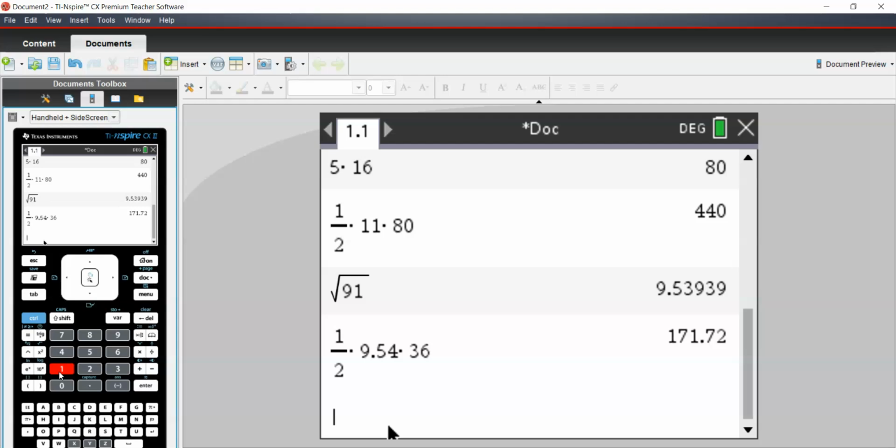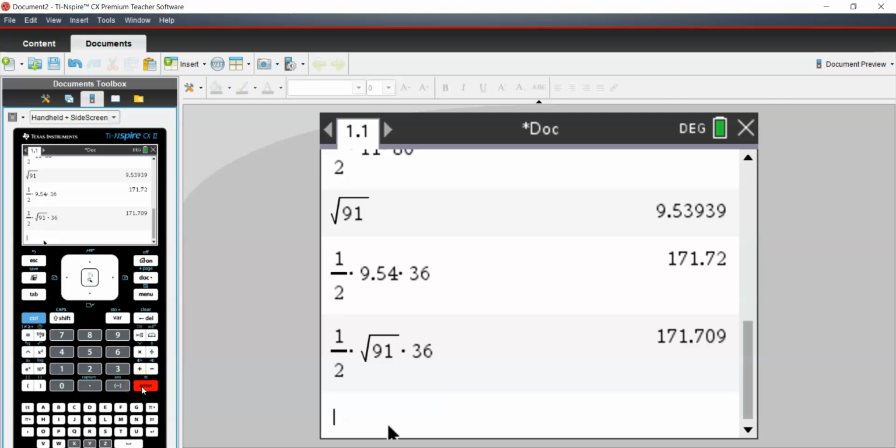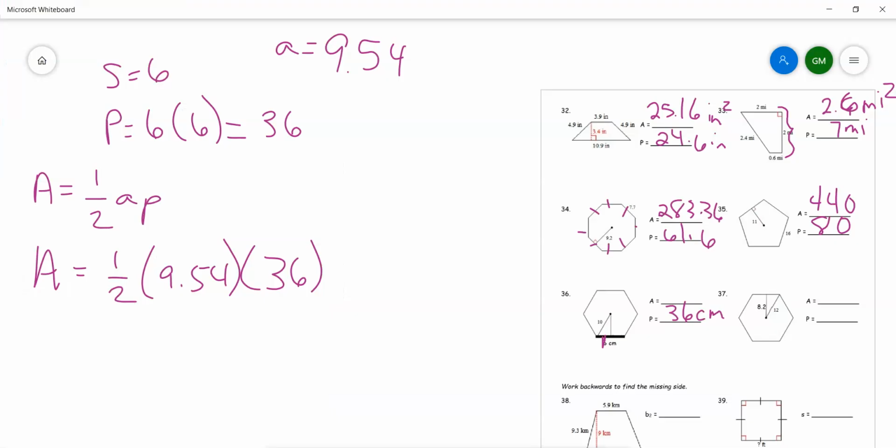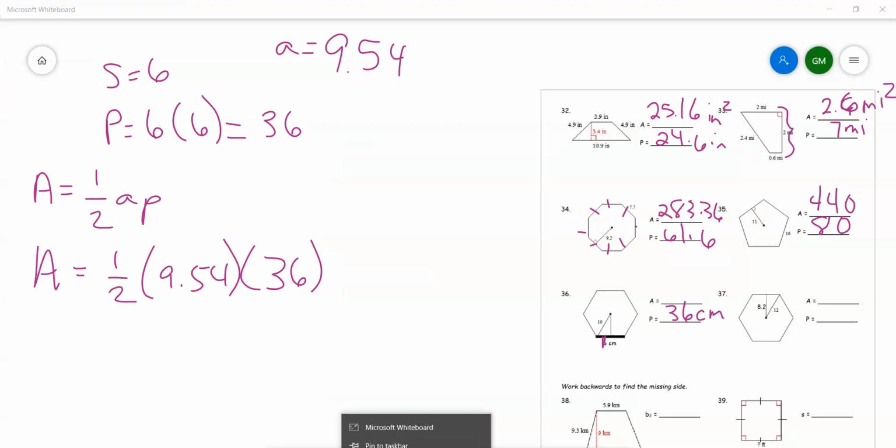Let's see what the difference is. Control divide. 1/2 times square root 91 times 36. It's a little bit different. It comes out about 1/100th different. So not very different. We're going to go ahead and leave it as the 171.72 because we're using the rounded number. Though technically 171.71 would be closer to accurate.